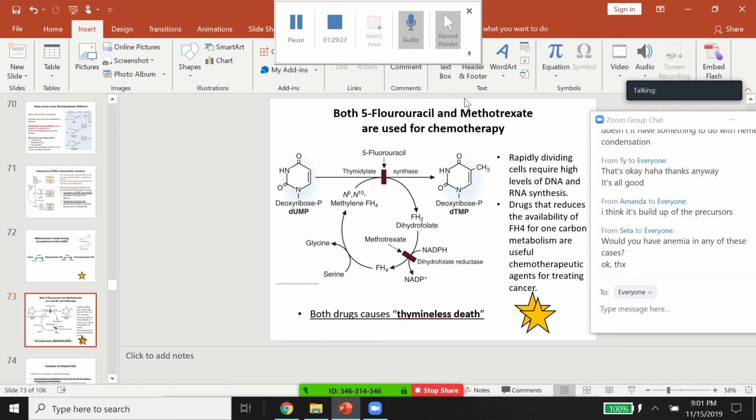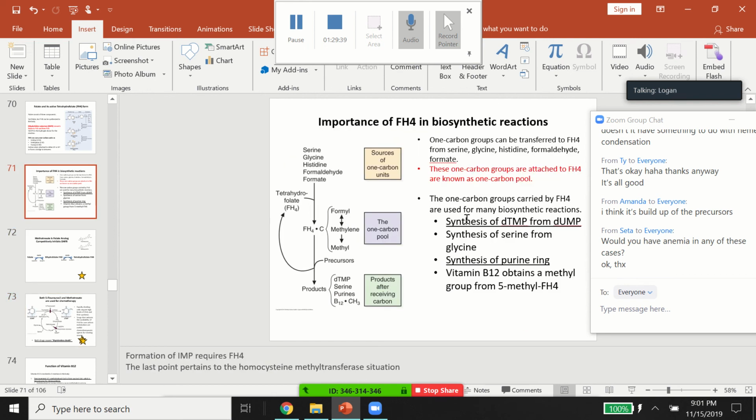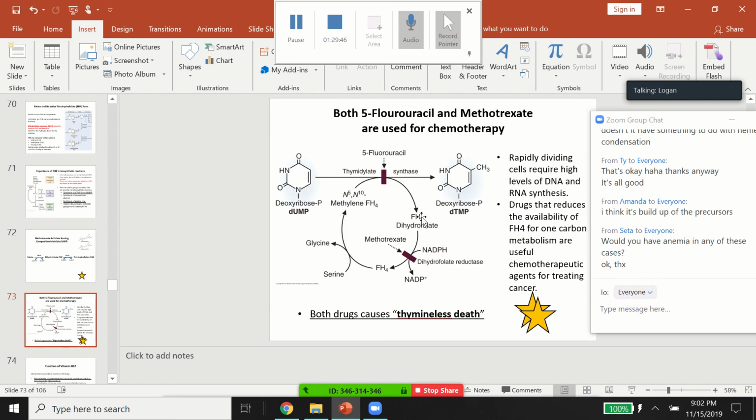Now, that makes sense, right? If you block it with methotrexate, that's going to block that whole dUMP to dTMP process, but in a different fashion. If you remember how I mentioned earlier, you need tetrahydrofolate in order to form dTMP from dUMP. This slide shows you exactly how. Notice you use it up right here: you have that FH4 being used in order to form that dTMP.